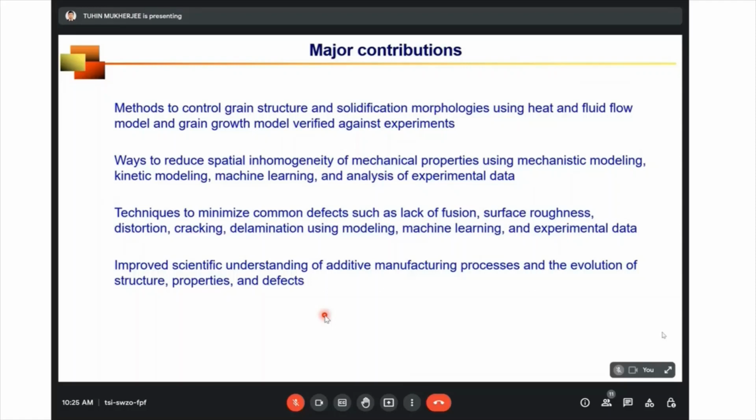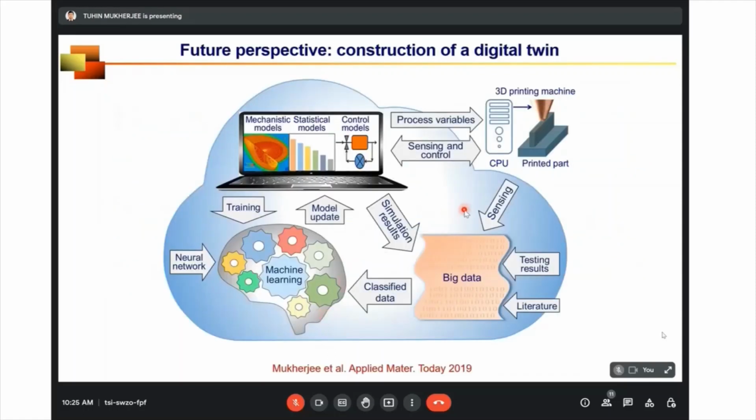But you can ask me, so what is the futuristic viewpoint from here? Where can we go from here? One thing we can say is constructing a digital twin. What is a digital twin? A digital twin is a digital replica of the physical hardware. In our case, the digital replica of the additive manufacturing machine.